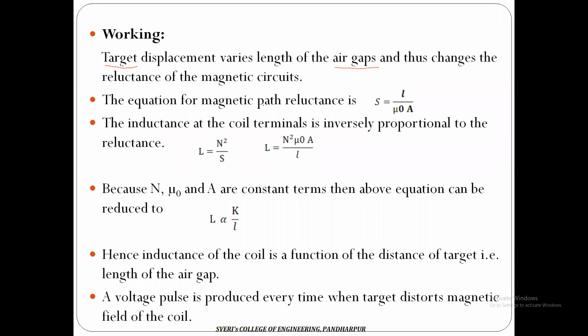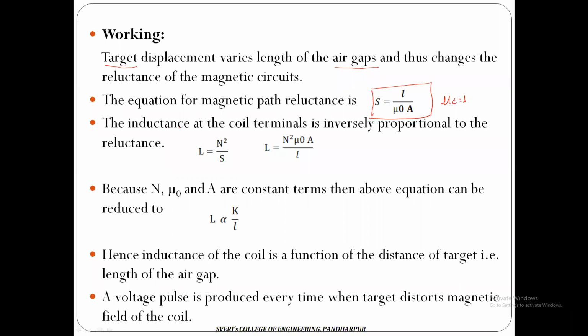The equation for the magnetic path reluctance is, as you know, this is the formula for reluctance. S is equal to L upon mu A. Is it right? So where I say that mu R is equal to 1, because for an air gap the relative permeability is always 1. So otherwise our formula for reluctance is L upon mu 0 mu R A. This is our formula for the reluctance.